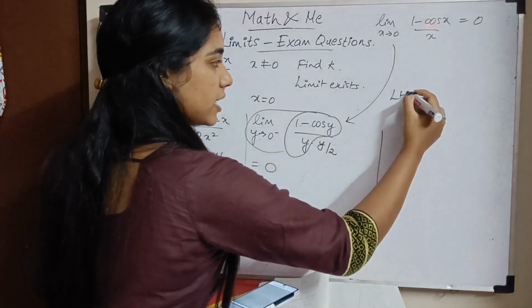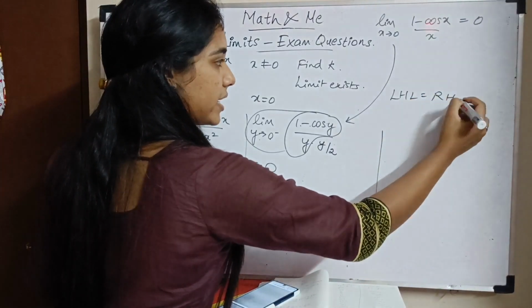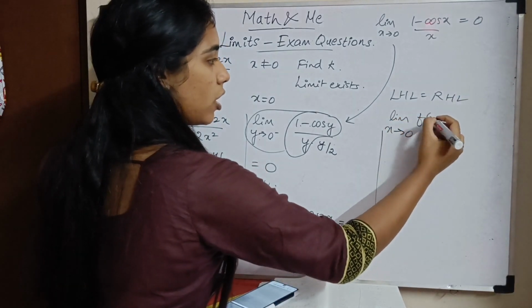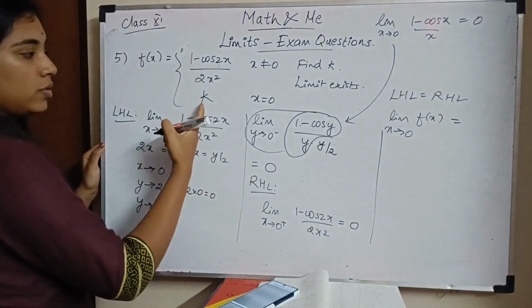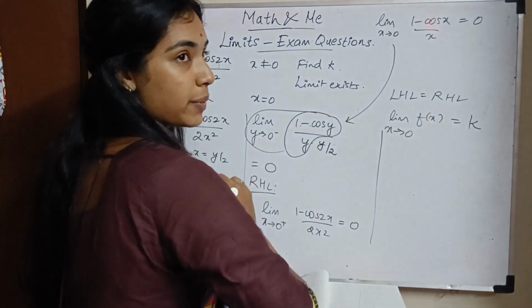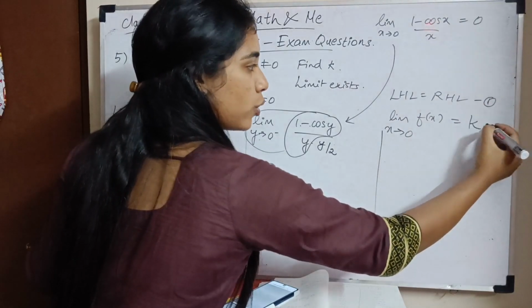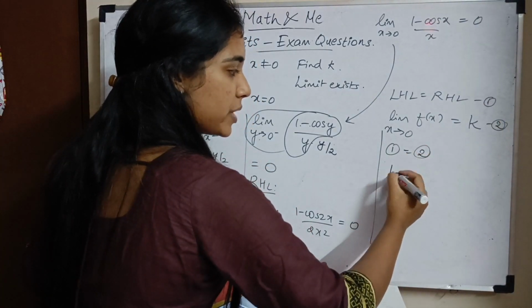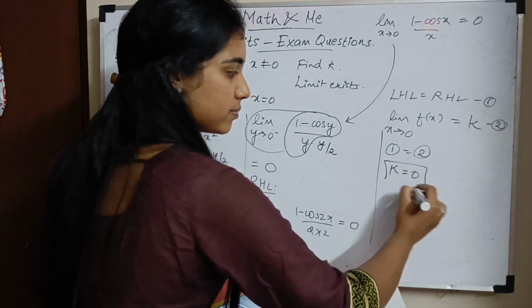So since the left hand limit is equal to the right hand limit, limit x tends to 0 of f of x is equal to, what is given? K. So this is also equal to this. So from 1 and 2 what do we get? 1 is equal to 2, which means k is equal to 0. Okay?